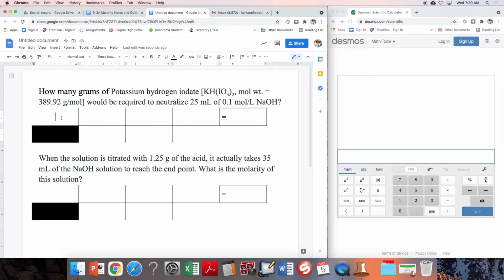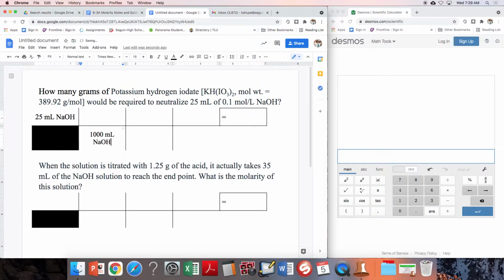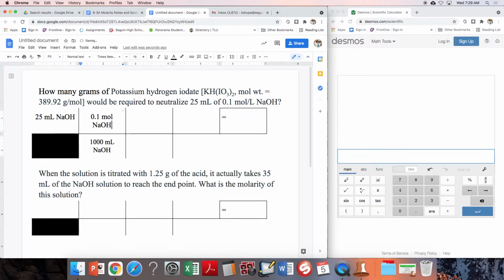So we're starting with our 25 milliliters of NaOH. From there, we know we also need milliliters of NaOH down here. Then we're going to use our molarity. If it's moles per liter, we can also do it as moles per 1,000 milliliters of NaOH. You could do an extra step and explicitly change our milliliters into liters, but this is how I normally do it. So for every 1,000 milliliters, we have 0.1 moles of sodium hydroxide.